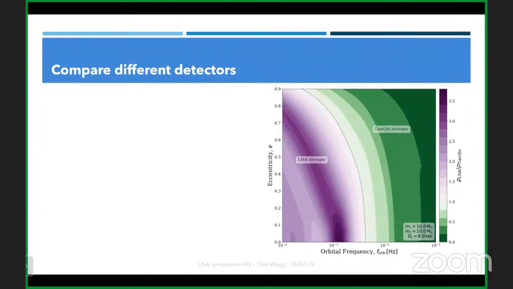Third and last example is for comparing different detectors. So say you've got a collection of sources and you don't know which detector you want to focus on, you can maybe see which one would suit you better. And this doesn't have to be LISA and Tianjin, it could be LISA and LISA with some other setting.